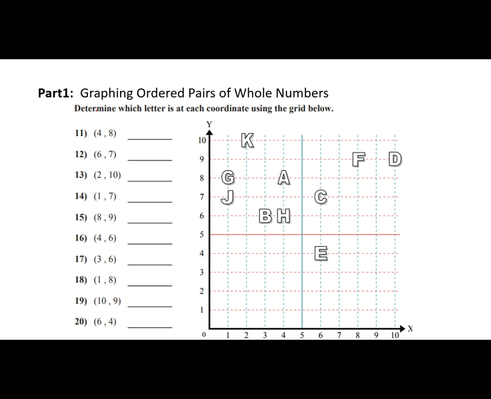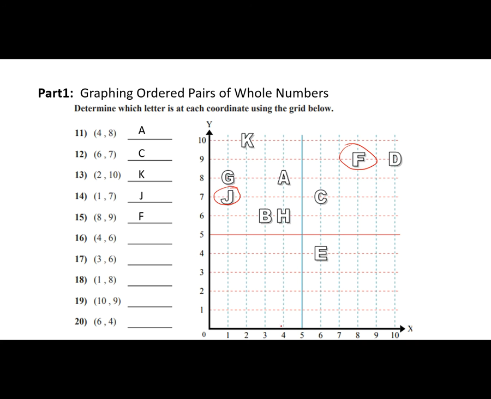All right, determine which letter is at each coordinate using the grid below. 4, 8. If I travel from the origin 4, 8, I get A. From the origin 6, 7, C. From the origin, travel 2 on the x-axis, 10 on the y-axis, I get K. Travel 1 on the x-axis and 7 on the y-axis, I get J. Travel 8 on the x-axis, 9 on the y-axis, I get F.